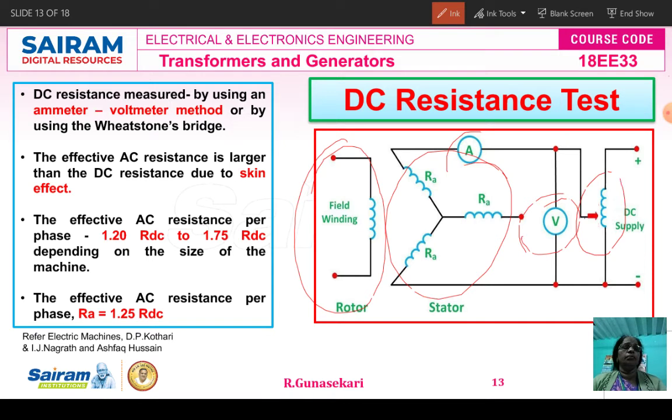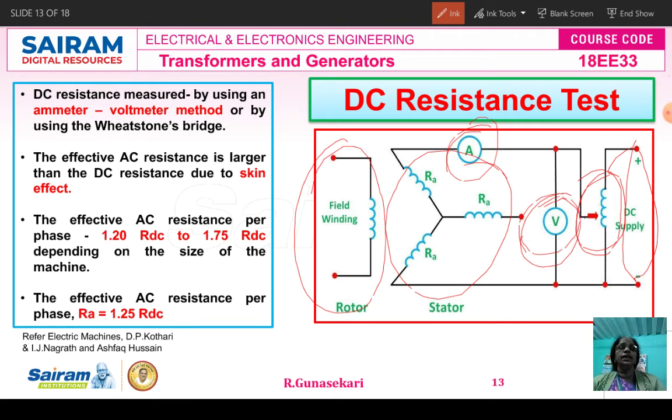This is the variable rheostat. This is the DC power supply. The DC power supply is given to the armature of the synchronous generator, and then you can vary the variable rheostat from minimum position to maximum position. You note down the corresponding ammeter value and voltmeter value, and then tabulate them.